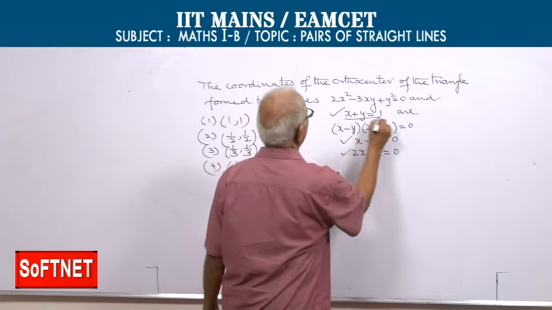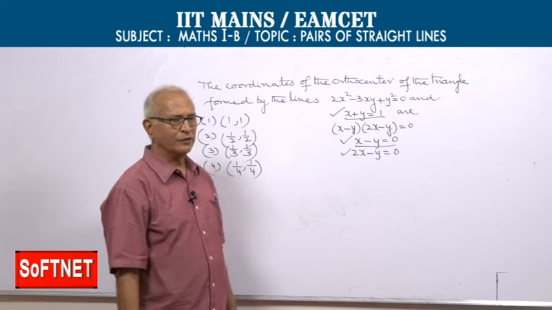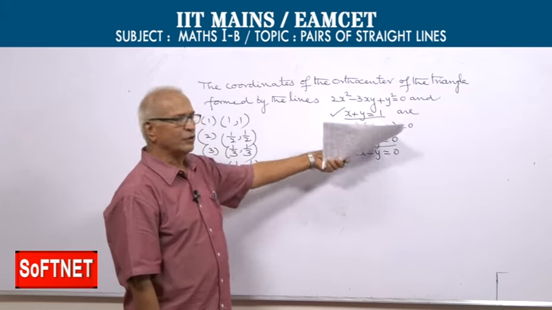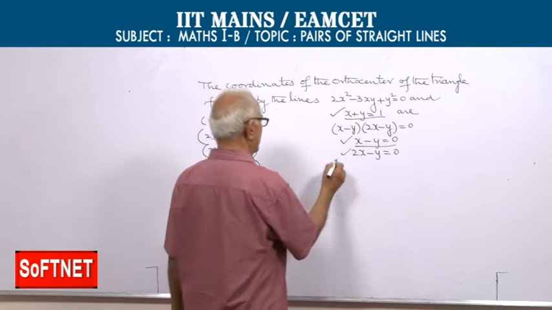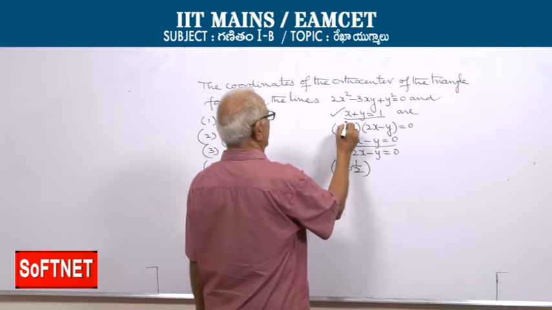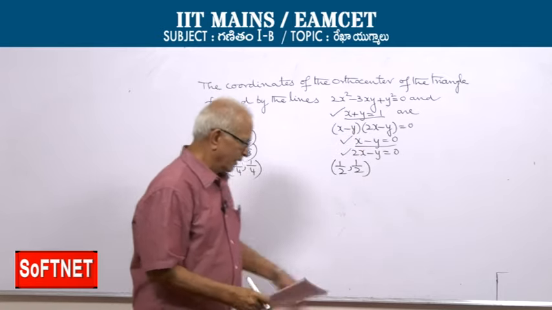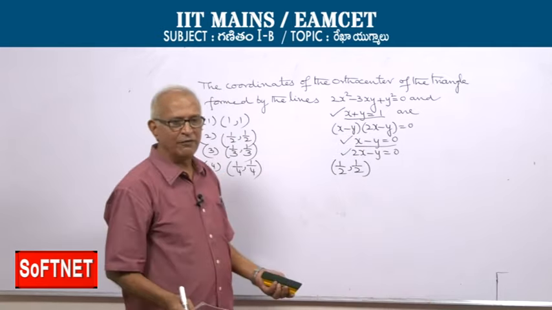ఇందులో క్లియర్గా ఇది పర్పెండిక్యులర్గానే ఉన్నాయి. అంటే వీటి పాయింట్ ఆఫ్ ఇంటర్సెక్షన్ ఆర్థో సెంటర్ అవుతుంది. x equal to y కాబట్టి ఇందులో పెడితే 2x1, x equal to 1/2, y equal to 1/2. సో 1/2, 1/2 is the point of intersection of these two sides of the triangle, which is the ortho center of the triangle. అంటే ఎల్లప్పుడూ కూడా అలా ఇవ్వాలనేం లేదు.